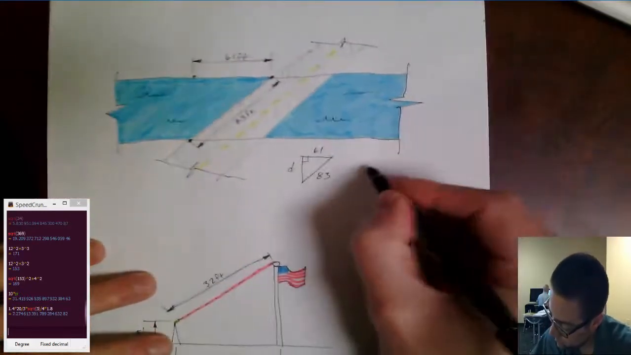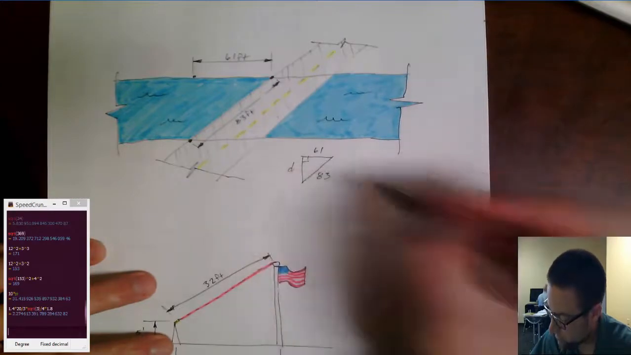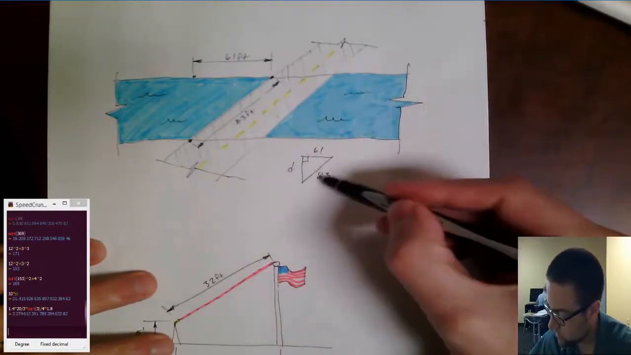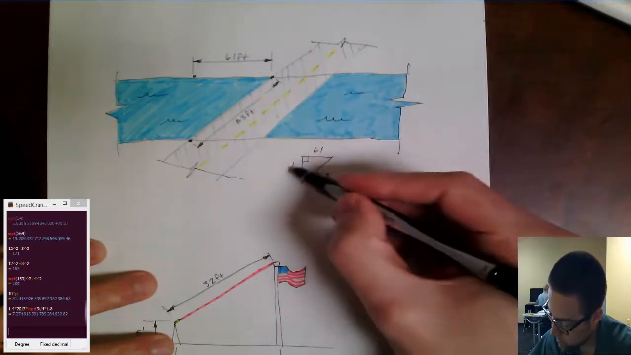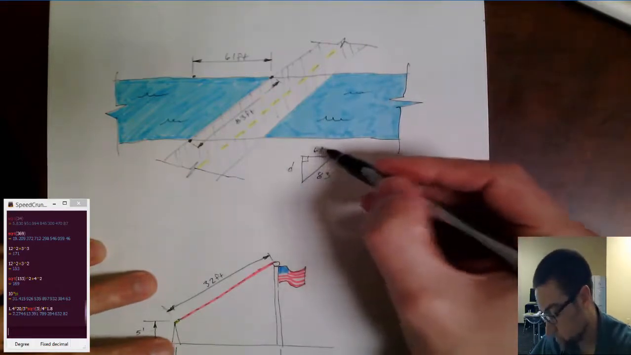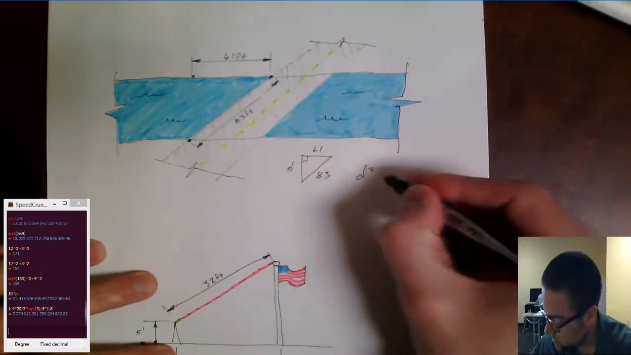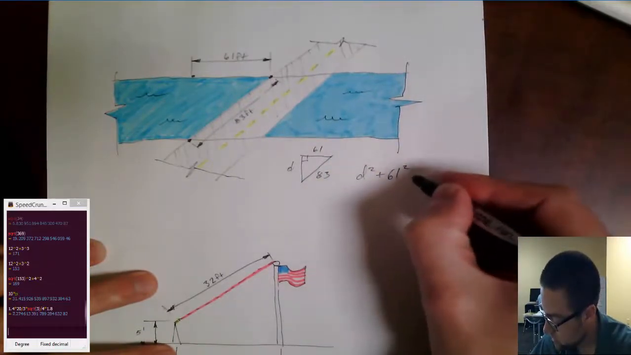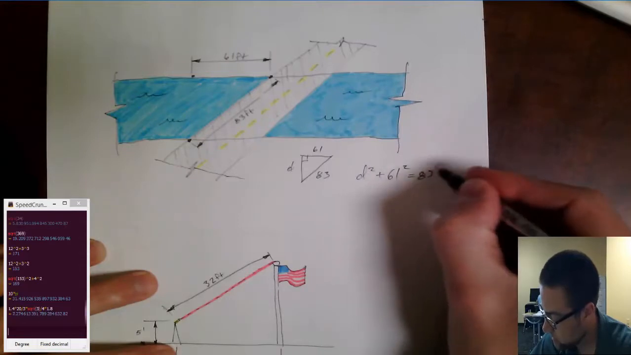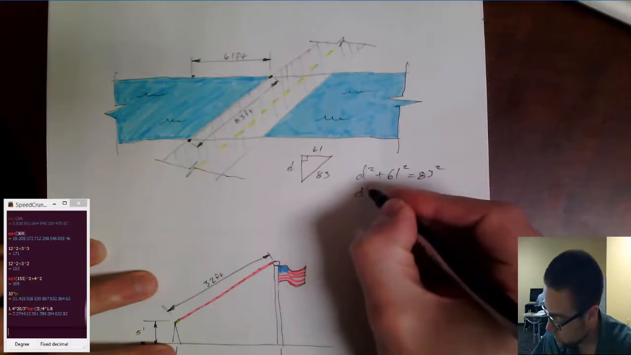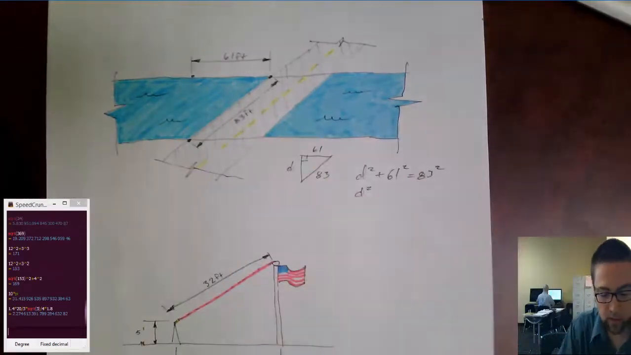So we have the equation a squared plus b squared equals c squared. So little leg squared plus middle leg squared equals hypotenuse squared. So d squared plus 61 squared equals 83 squared. So to solve for d, now I use my calculator here.